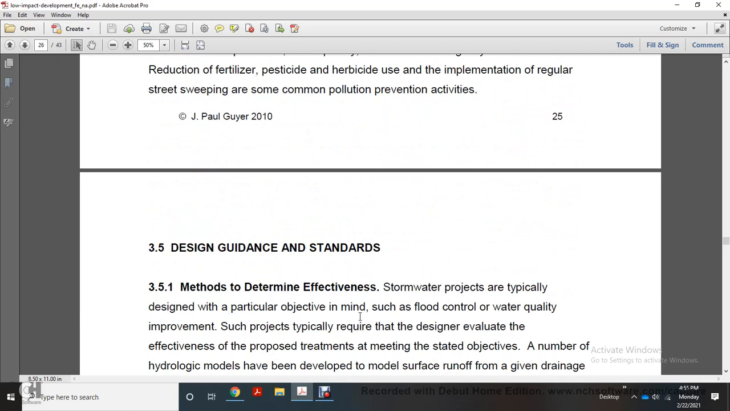3.5 Design Guidance and Standards. Method of determining effectiveness. Stormwater projects are typically designed with a particular objective in mind, such as flood control or water quality improvement.